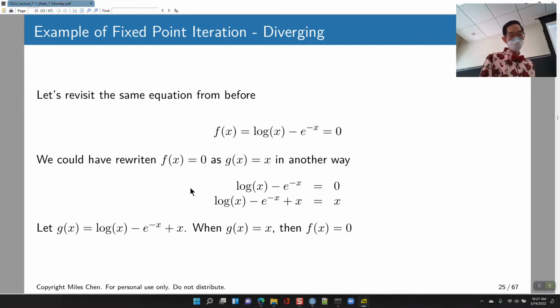So again, we said there are lots of ways to find some function g of x so that when g of x equals x, f of x equals 0. One way is I can say, well, here is log of x minus e to the negative x. We'll set that equal to 0. Let's add x to both sides. Okay? And then we'll set g equal to this function over here. And we can say, well, when g of x is equal to x, that's going to be when f of x equals 0. Right? So this function could work. And it's true: if g of x equals x, that will be when f of x equals 0.